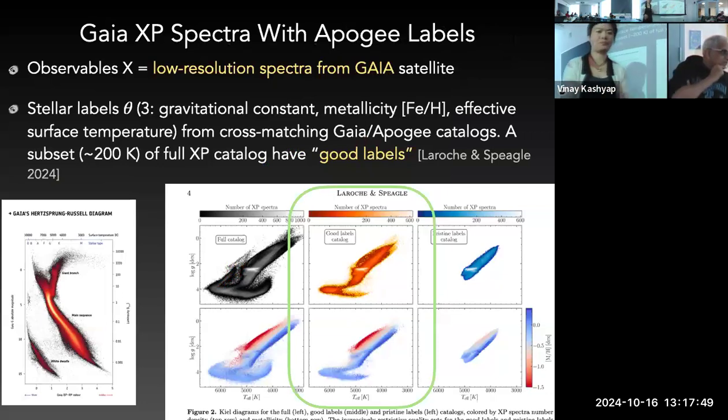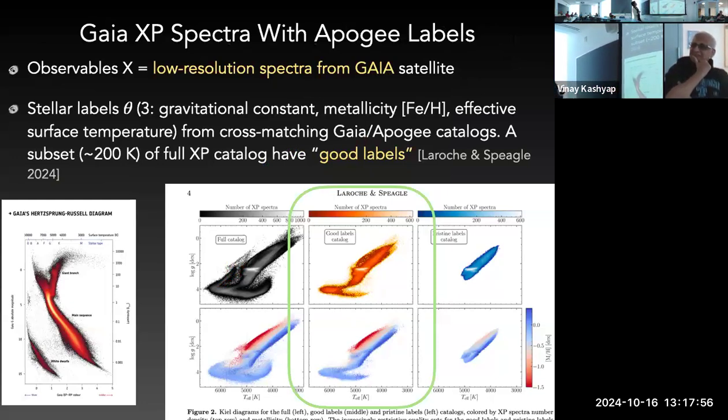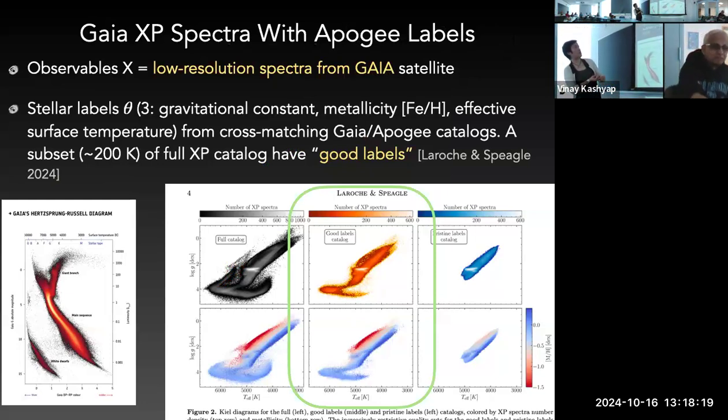So the observables are the low resolution spectra from Gaia. Don't ask me what exactly the resolution is. There's probably someone in the room who knows. We're working with the BP spectra, which are transformed coefficients. And we want to infer the stellar labels, parameters: surface gravity, metallicity, and effective surface temperature.